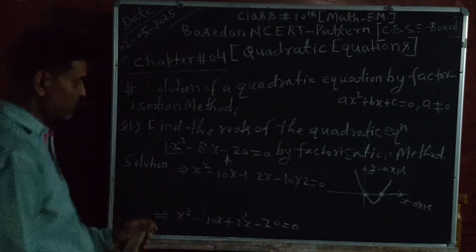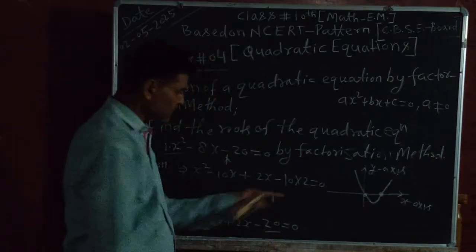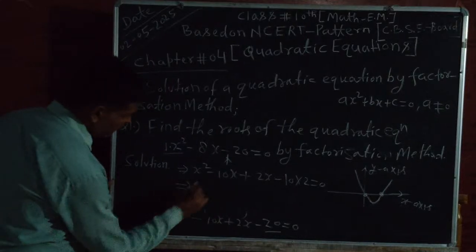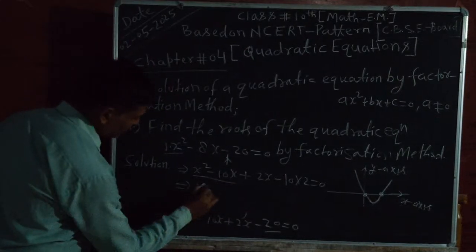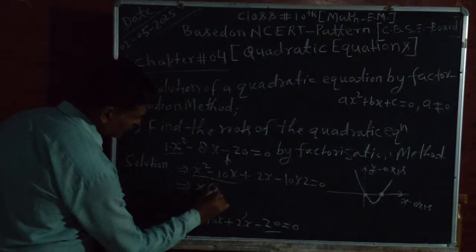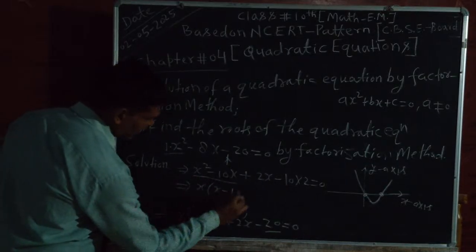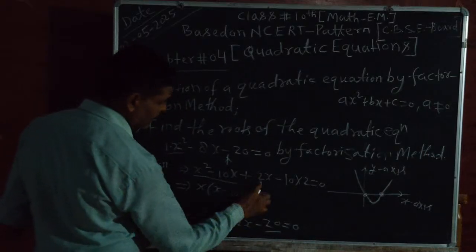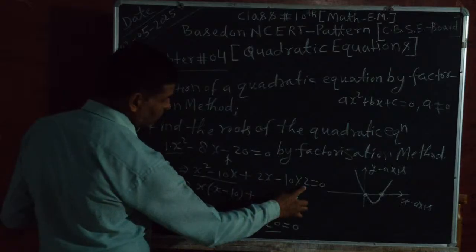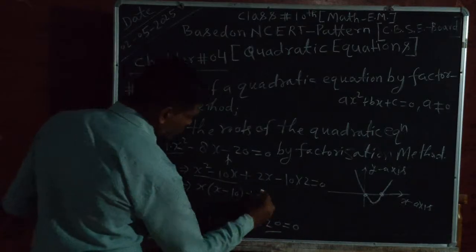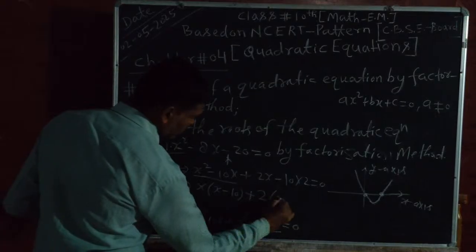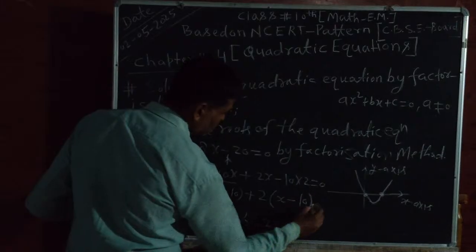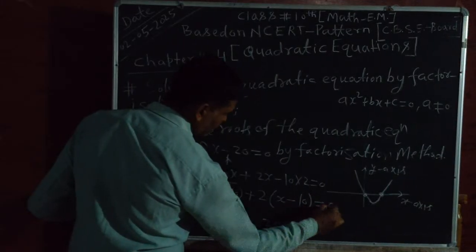This is equal to 0, because 20 I can arrange like this, 10 into... Okay, students. Now further here in this term I am going to take x common. So in this term I will get x, and in this term I will get 10. Plus, here a plus sign is available, so I will put a plus sign here. Now 2 is available here, and also 2 is available in the second term, so I will take 2 common. So here x will be present, and here 10 will be present. Now here I will put 0.